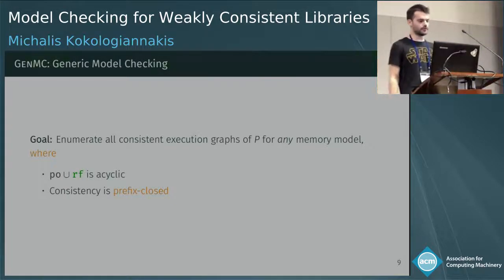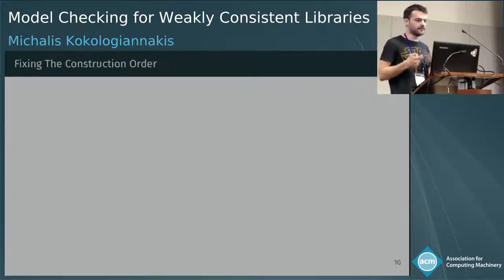And this is good news because with these two assumptions, we know that we can generate all graphs incrementally, but there is still one problem. The problem is that this prefix closedness assumes that you know the graph that you want to arrive at beforehand. But in our case, we don't, because we want to generate these graphs, right? And the algorithm does so by using a fixed construction order.